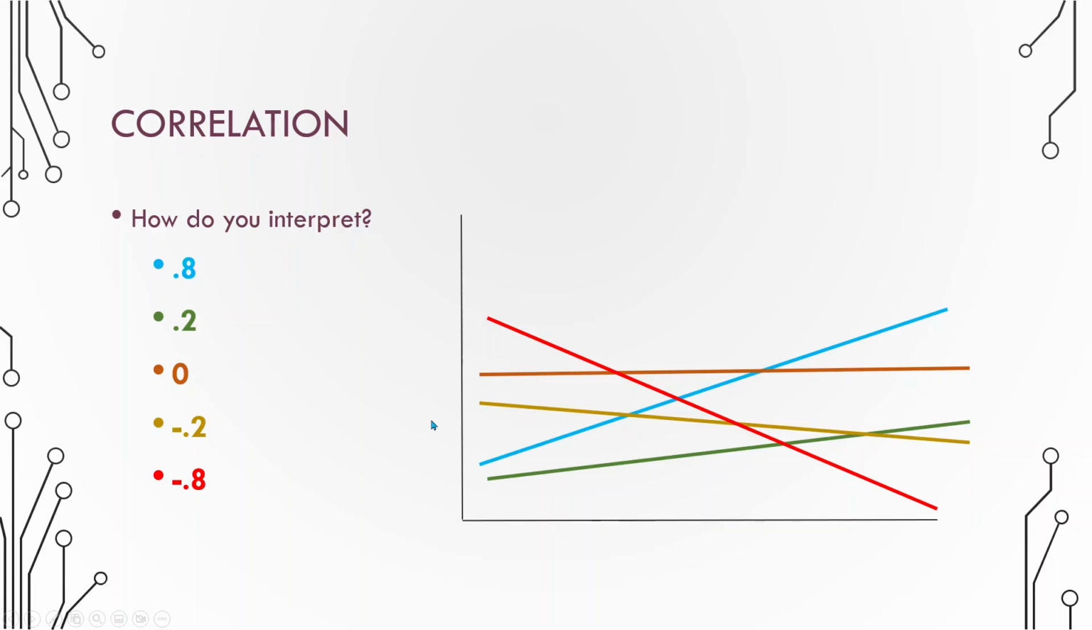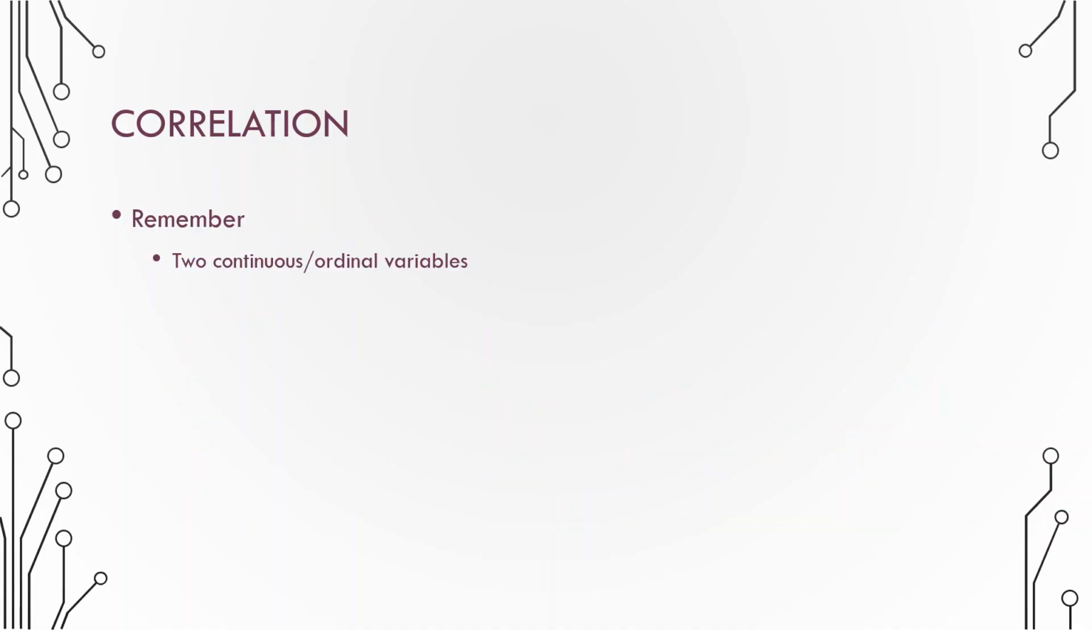So again, it's a linear association between these two things, not a causal relationship, but a linear thing, and these things are kind of going together. If it's positive, they go in the same direction. If it's negative, as one goes up, the other one goes down. So again, keep in mind, it's two continuous or ordinal variables that we're looking at.